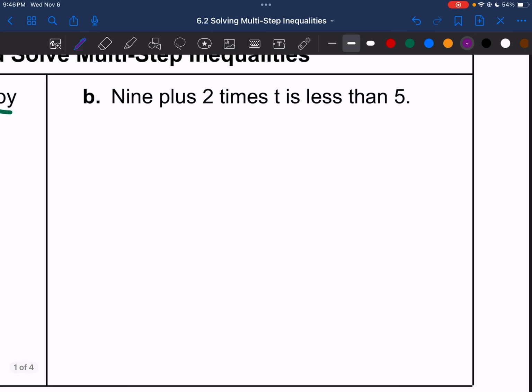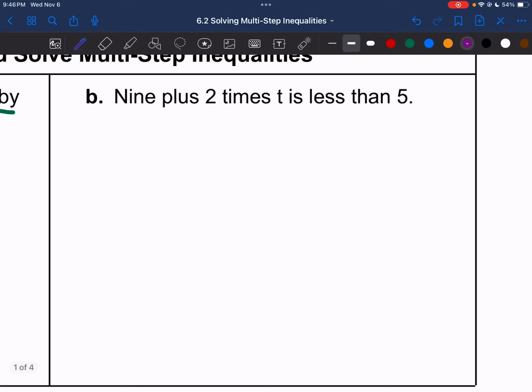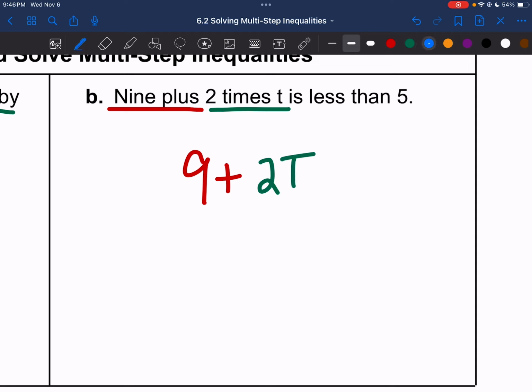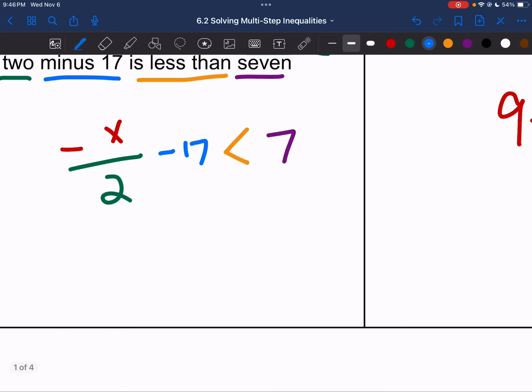So letter B, we have 9 plus 2 times t is less than 5. So we've got 9 plus 2 times t, 2t is less than 5. And I believe we wanted to not only write them, but solve them.